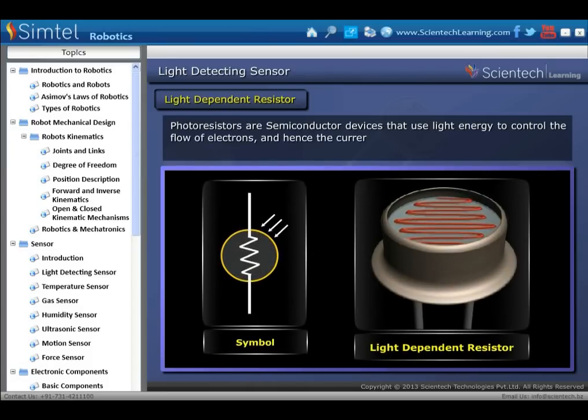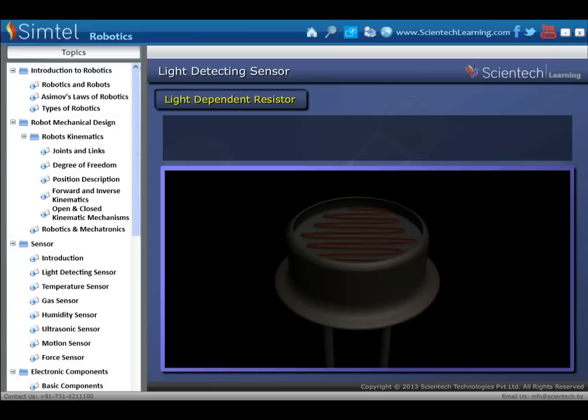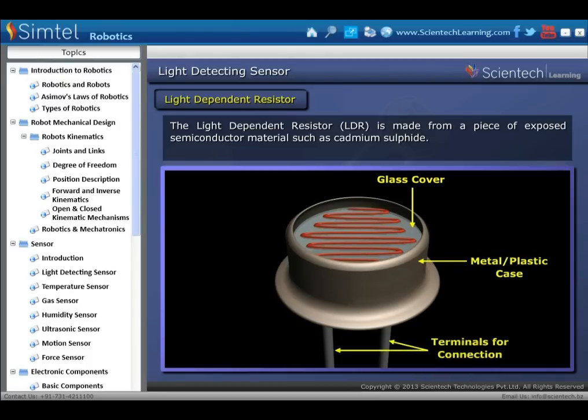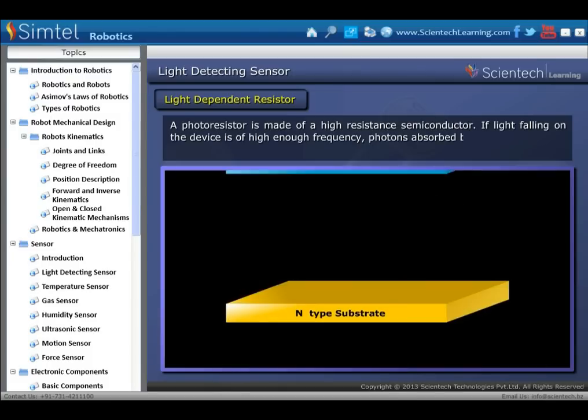Photoresistors are semiconductor devices that use light energy to control the flow of electrons, and hence the current flowing through them. The commonly used photoconductive cell is called the light-dependent resistor or LDR. The light-dependent resistor is made from a piece of exposed semiconductor material, such as cadmium sulfide. A photoresistor is made of a high-resistance semiconductor.